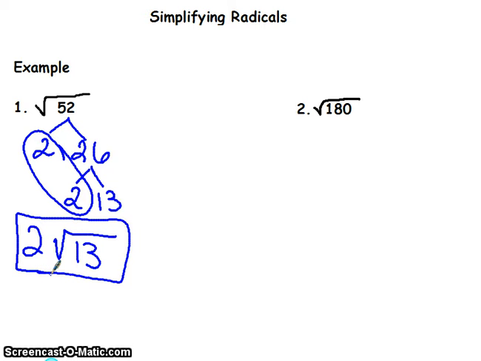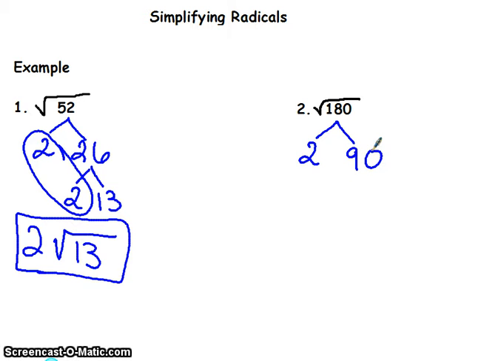Now I'm going to look at number 2. Number 2 is a little bit bigger number. It's the square root of 180. So once again, I'm going to do my factor tree, and I want to factor it into all prime numbers. I know that 2 will go into 180 90 times. You don't always start with 2, but 2 is a good one to start with if it will go into it.